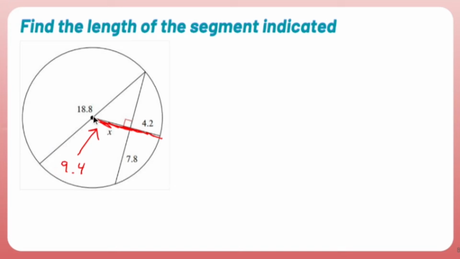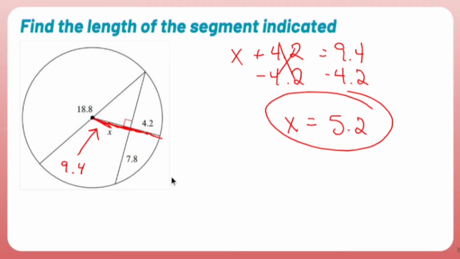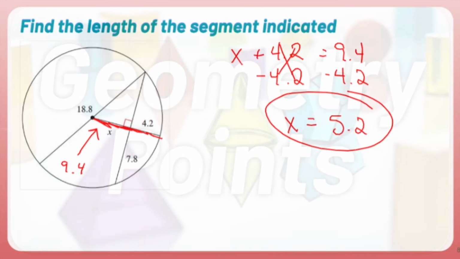Why is that important? Because what I need to find, x, is a part of my radius, and I'm given the other part. So x plus 4.2 is my radius, which is 9.4. So in order to find x, I just subtract 4.2, subtract 4.2, and x is going to equal 5.2. And if you're wondering, then what's that 7.8 for? Nothing. I'm there to scare you. I'm there to throw you off. That's it. We're done.